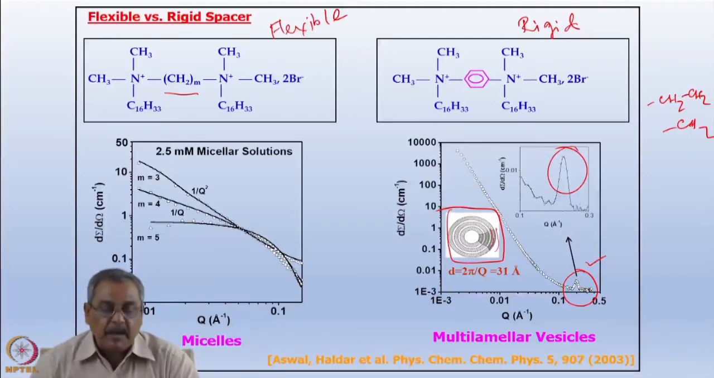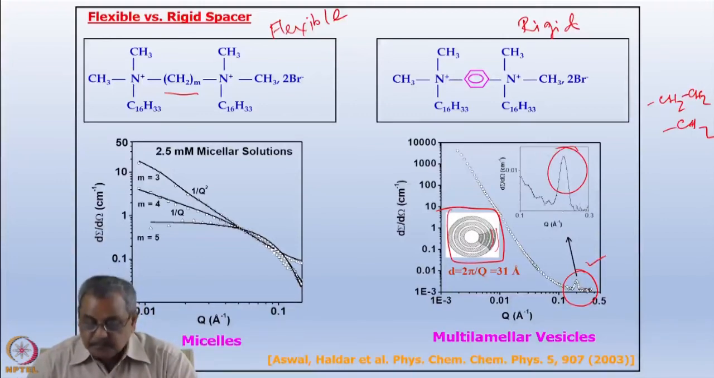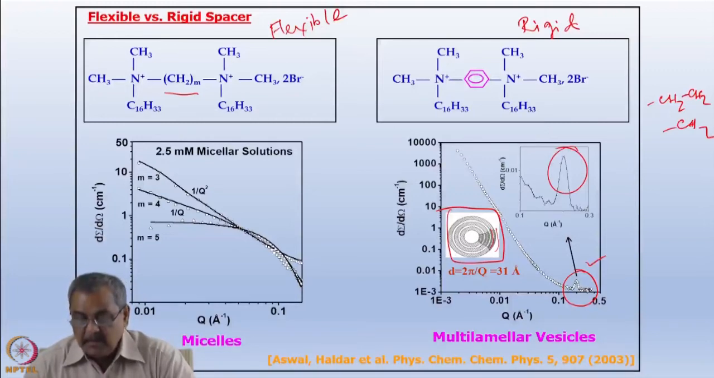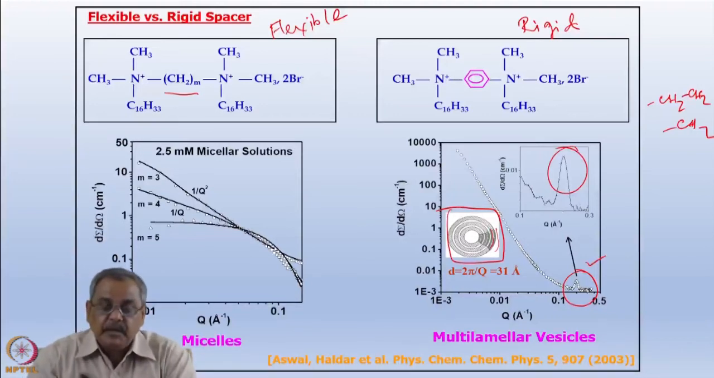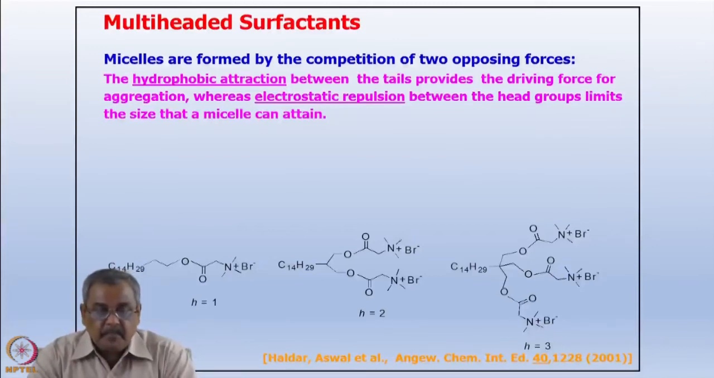So this is one example. This is very fine work where the Gemini surfactants are made and their structure in the micelles was studied using small angle neutron scattering. Similar studies are possible if one is interested in the structure of this kind of inhomogeneities in a solution. Then I can talk about multi-headed surfactants.